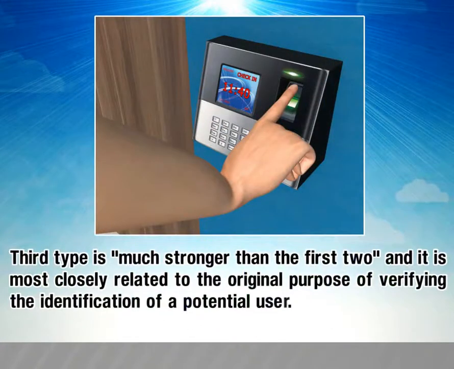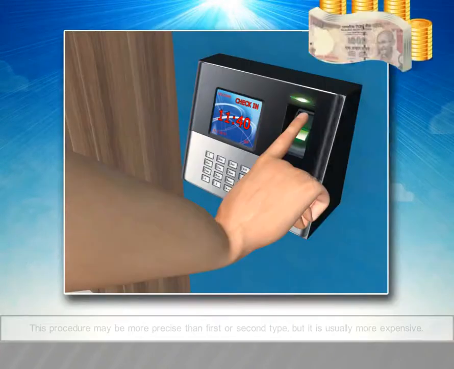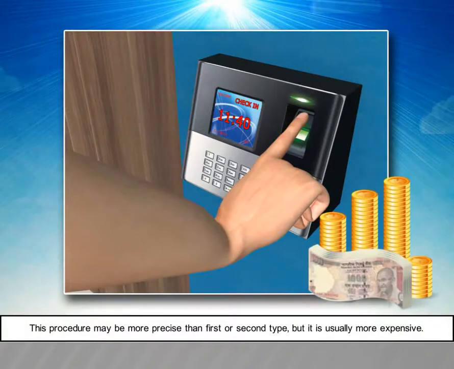Third type is much stronger than the first two, and it is most closely related to the original purpose of verifying the identification of a potential user. This procedure may be more precise than first or second type, but it is usually more expensive.